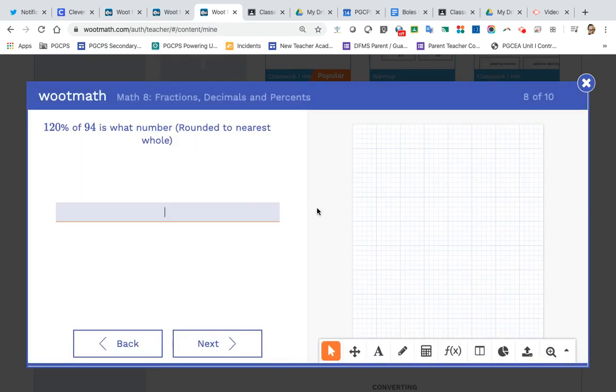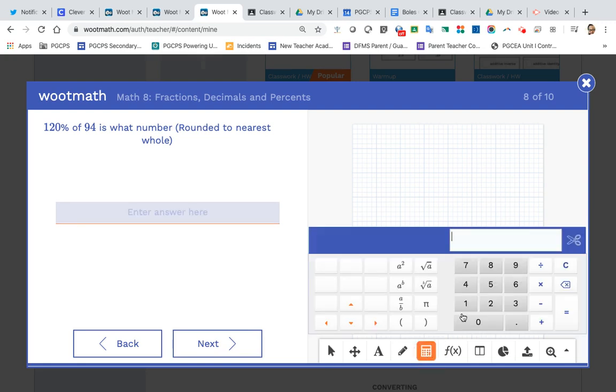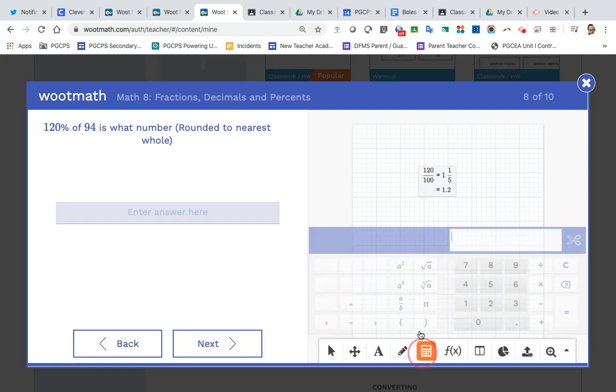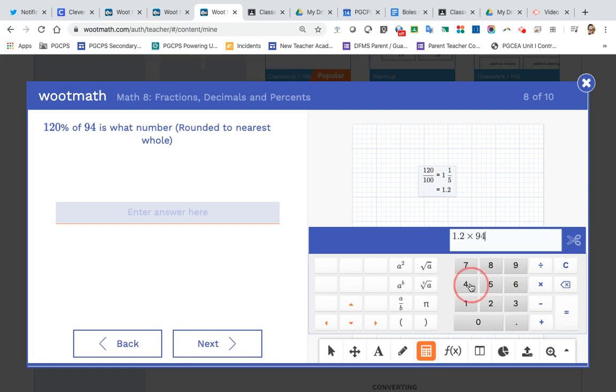Now, 120% of what number? So first of all, we're going to turn 120% into a decimal by dividing by 100. That's 1.2. So I'm going to have 1.2 times 94.